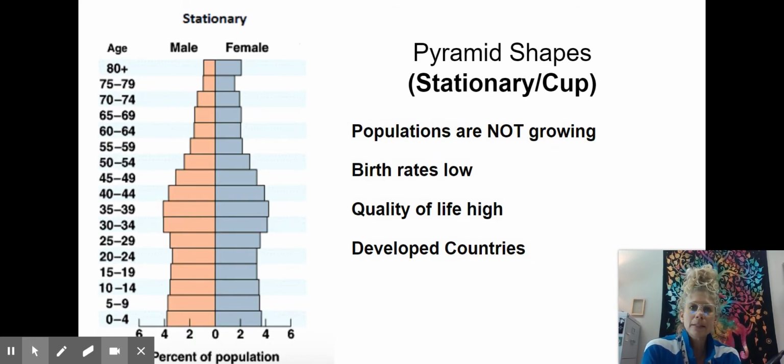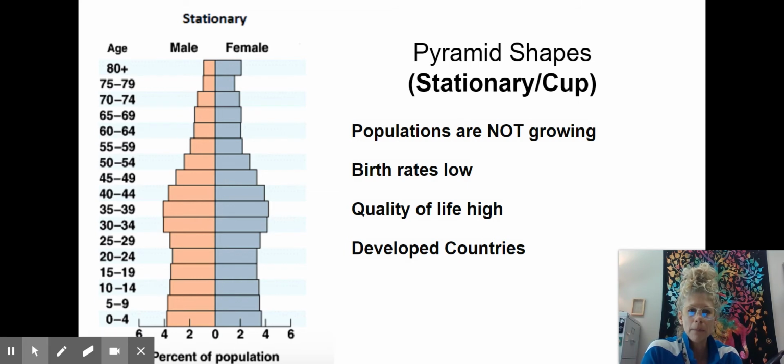Okay, and then the last population pyramid shape is going to be what I call a cup. So you actually see what happens here is populations are not growing at all. You have birth rates that are really low and quality of life is high. These are going to be very, very developed countries. Okay, so this is also called stationary.